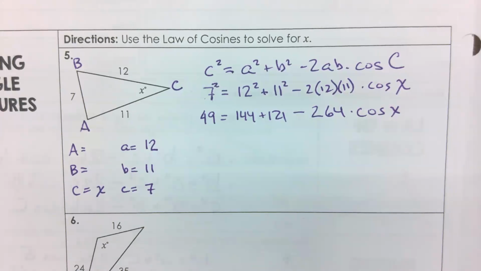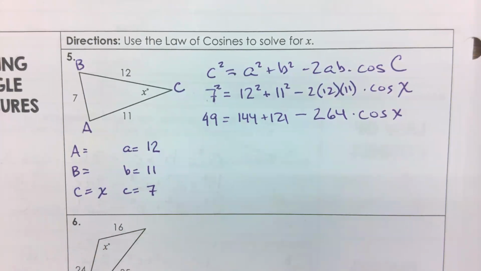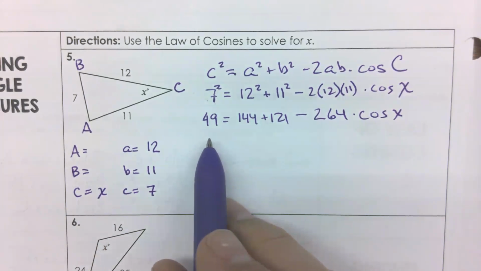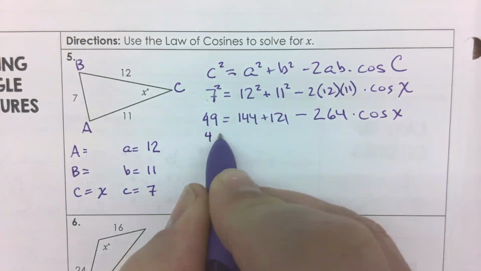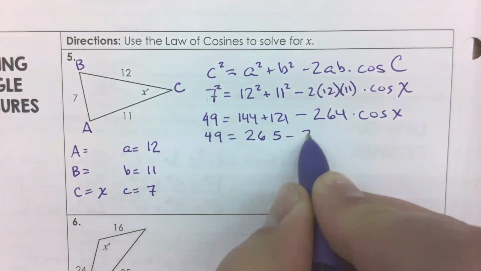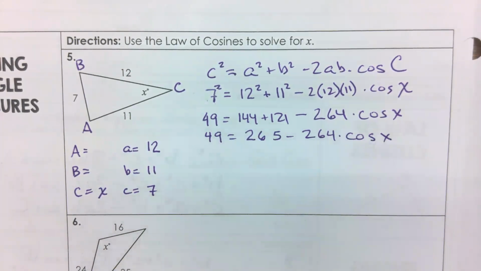What would be our next simplification? Feel free to write out lots of lines. So go small. What's the next small thing to do? Let's combine these two. So 49 equals 265 minus 264 times cosine of x.